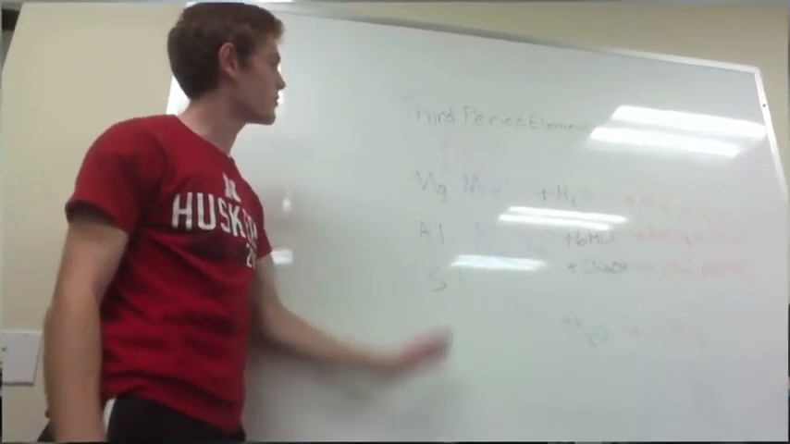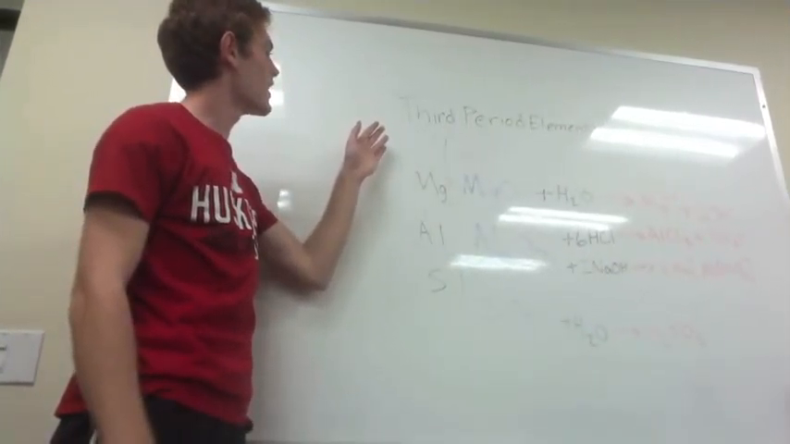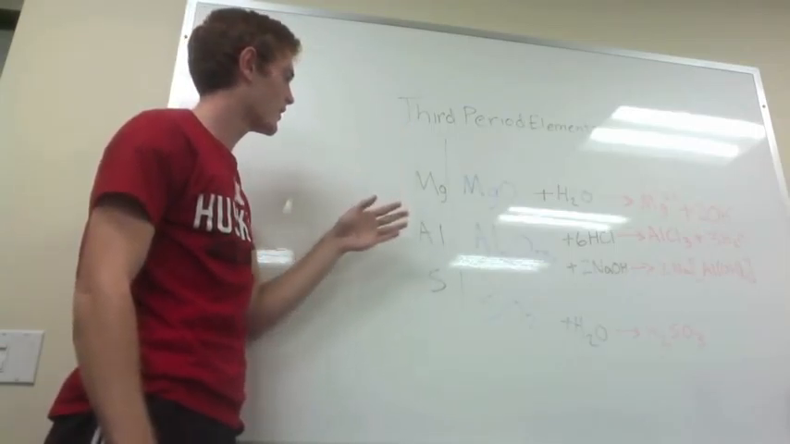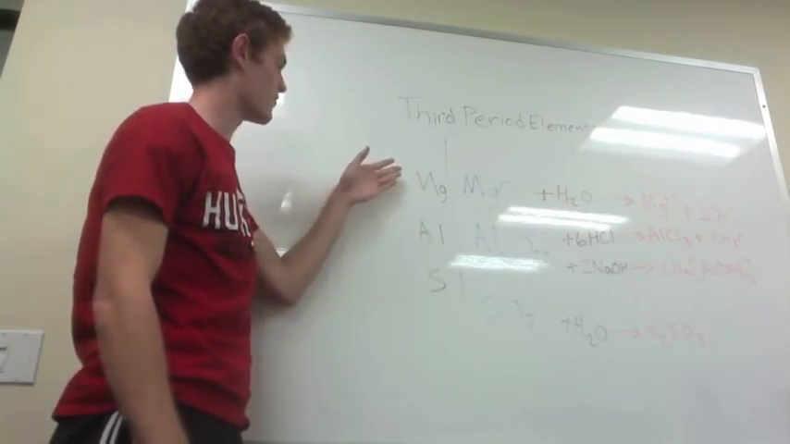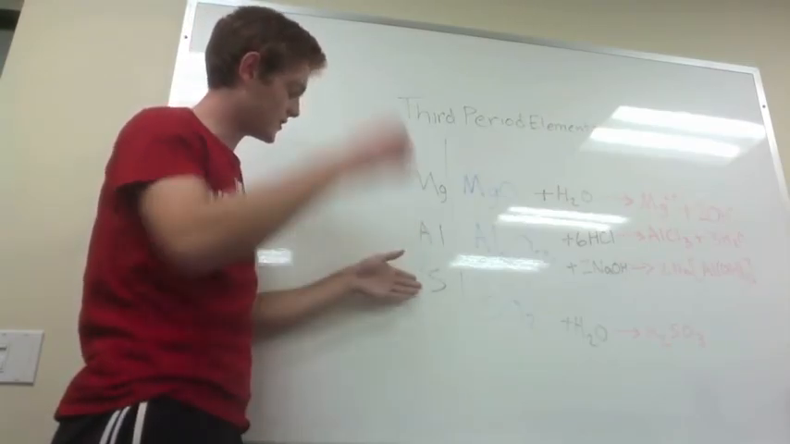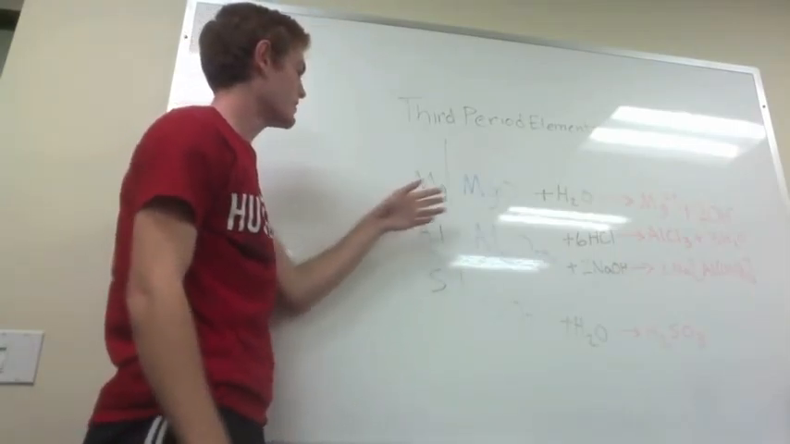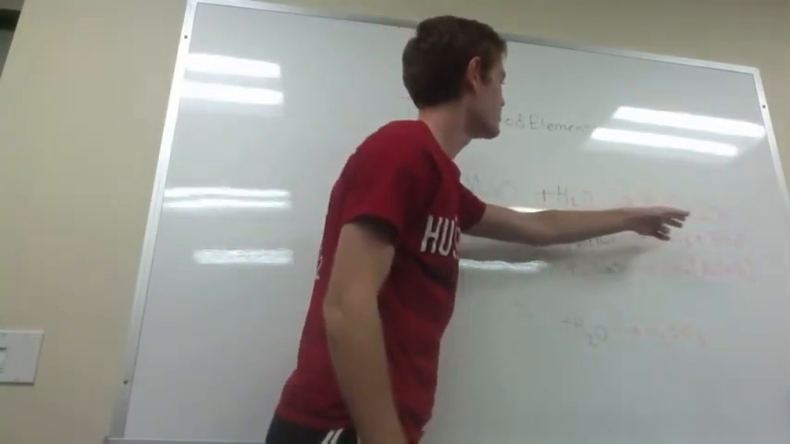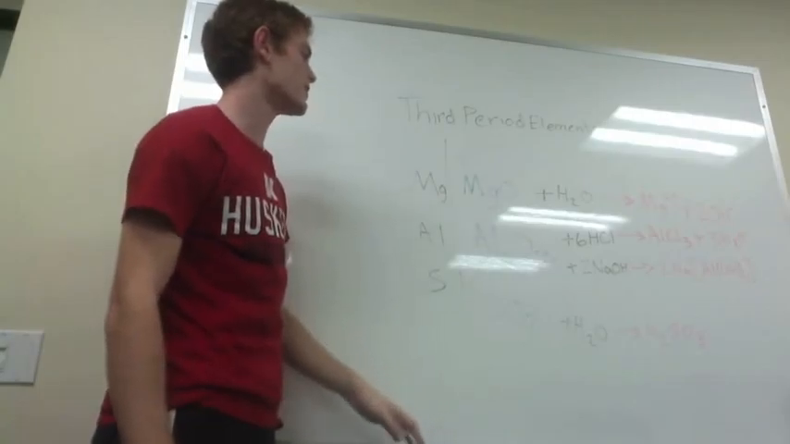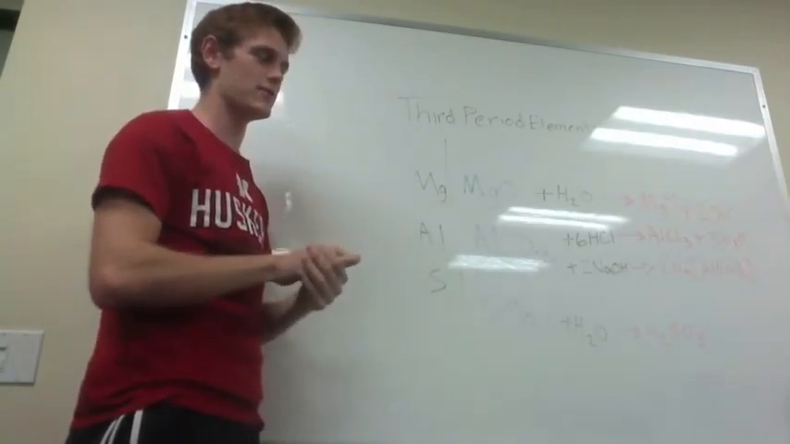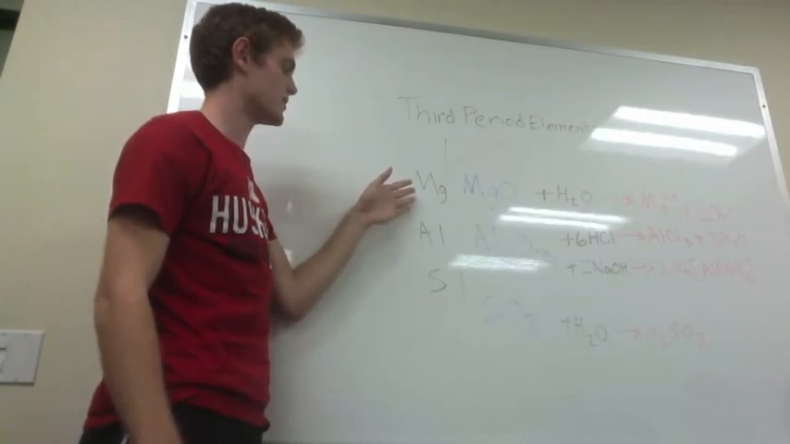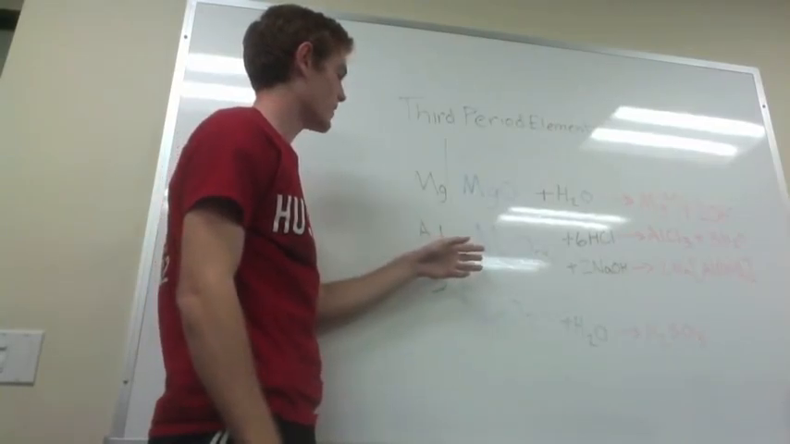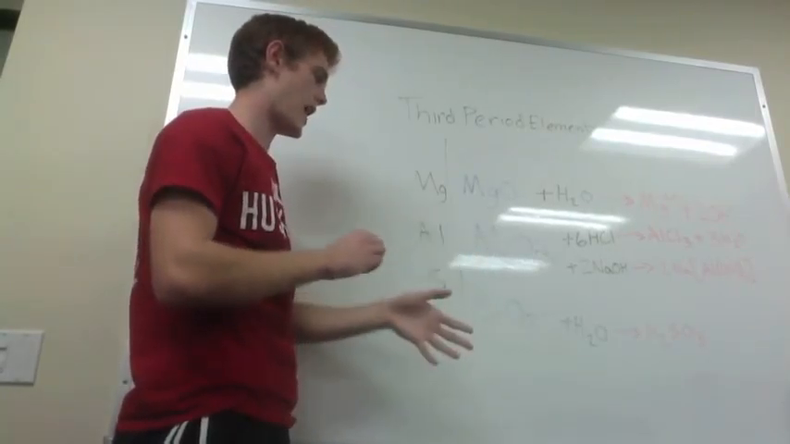Okay, so the question asked to our contestant was, explain the acidic, basic, and amphoteric nature of third period elements. So for an example, for the third period elements, we have magnesium, aluminum, and sulfur. Magnesium oxide plus water results in a solution of magnesium 2+ ions and hydroxide (OH⁻) ions. Hydroxide results in a basic solution, so magnesium oxide is a basic oxide.